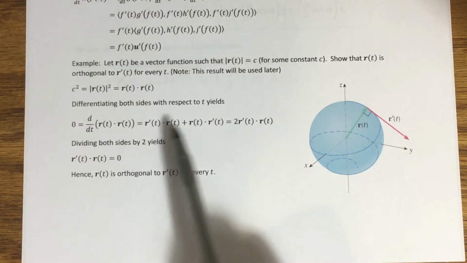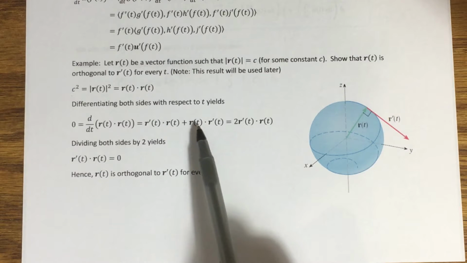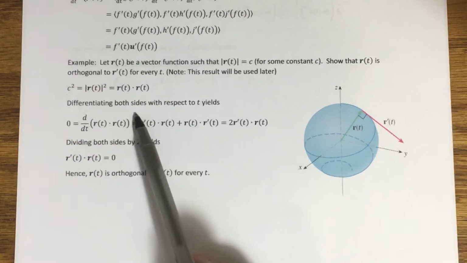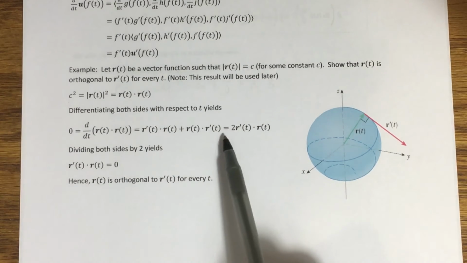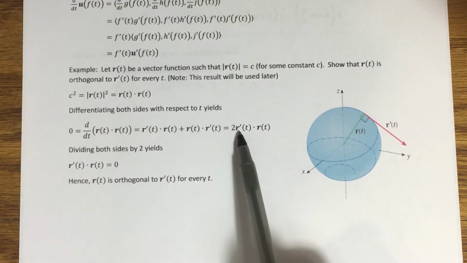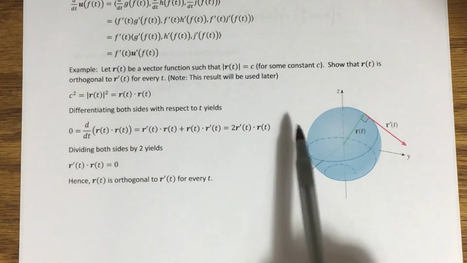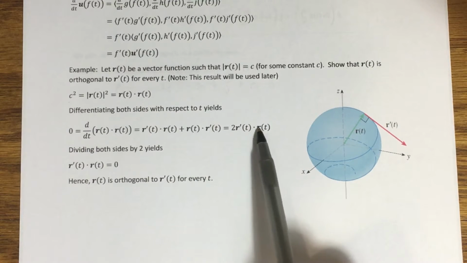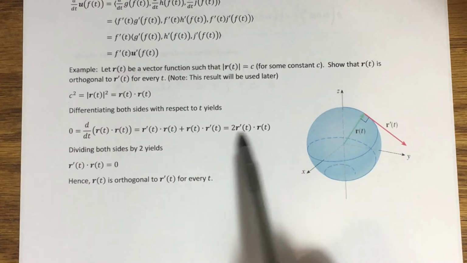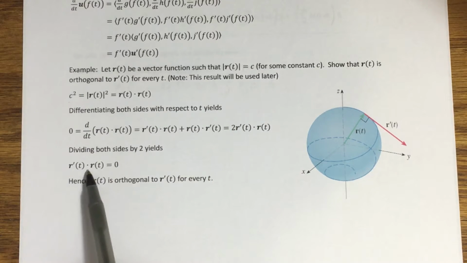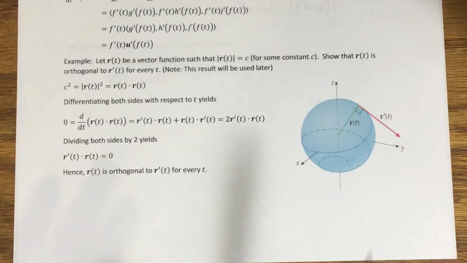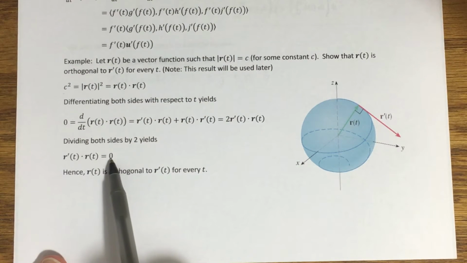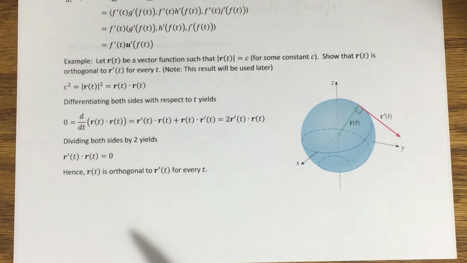Now remember, the dot product is commutative. So r dot r prime is the same thing as r prime dot r. In other words, these two terms are the same, and so I could call it 2 times r prime of t dot r of t. And again, r prime dotted with r is a scalar. That we're multiplying by 2, if I divide both sides by 2, I get r prime dotted with r equals 0, which again is the exact statement that r and r prime are orthogonal to each other. If their dot product is 0, that makes them orthogonal.